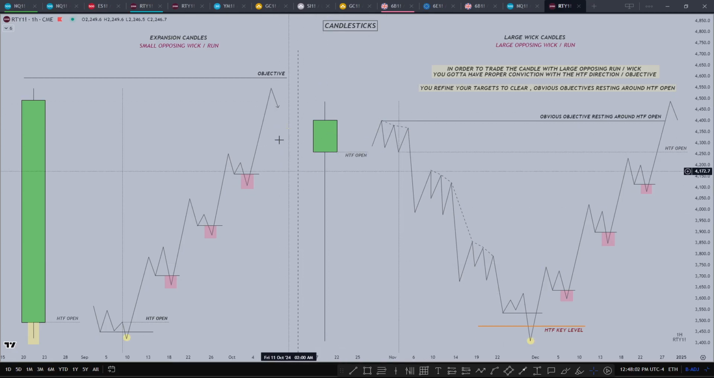But what do we do with this knowledge? We use this to engage with price onto the low time frames, based on how the high time frame candle is forming. Basically that's how we wanna align.